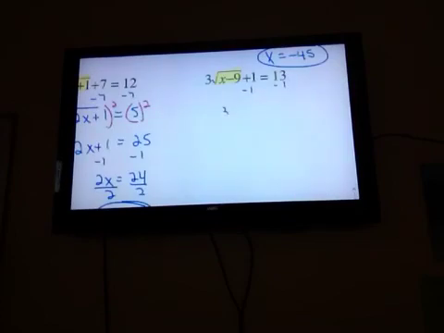Why is it important to subtract it first? Because otherwise you're going to end up with fractions. Because if you divide by 3, you got to take 13 divided by 3 and 1 divided by 3. You don't want to do that. So subtract that 1 first. Then, we're still trying to get this by itself, then do your divide by 3.